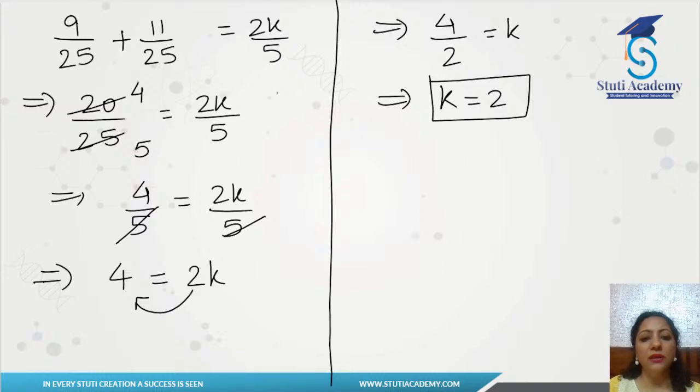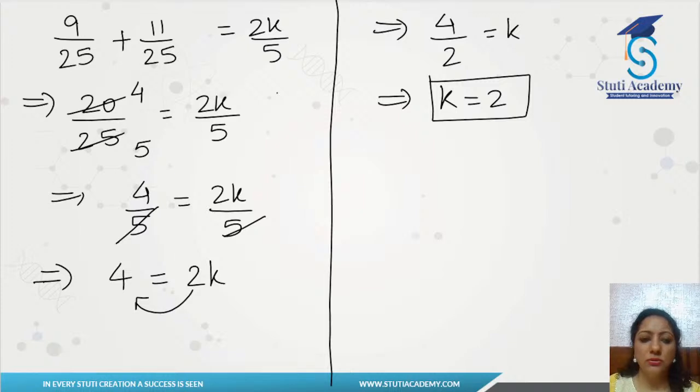So we have 4 here and 5 here. So we have 4 upon 5 equal to 2k upon 5. This 5 and 5 will get cancelled. And then we have 4 is equal to 2k. 2 we are going to take on the other side and it will get divided. So we have 4 upon 2 is equal to k. Finally, we have k is equal to 2.